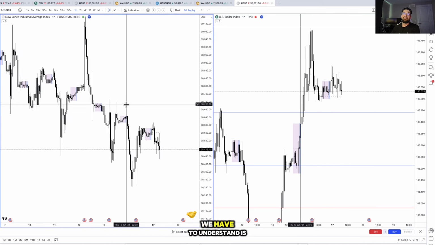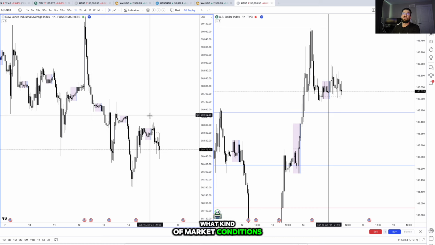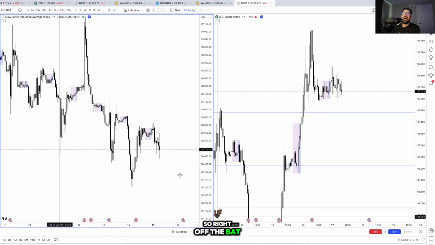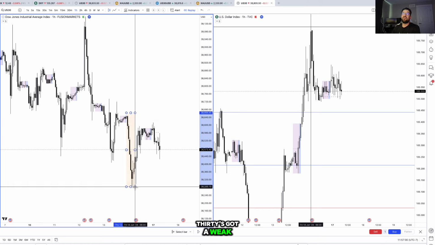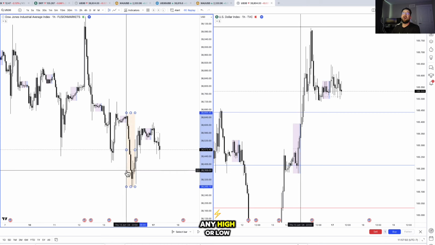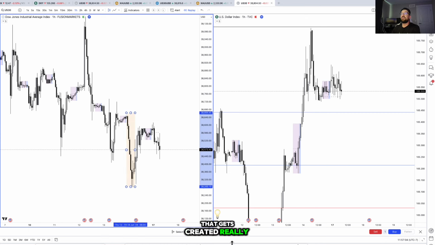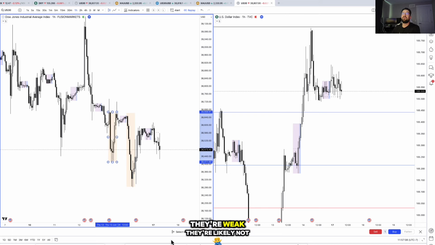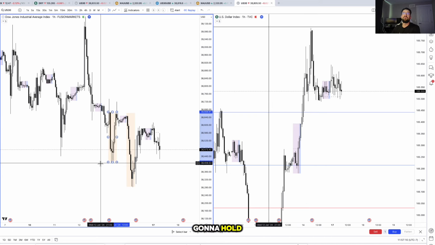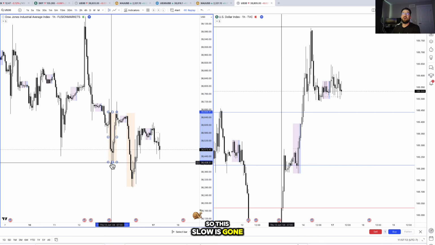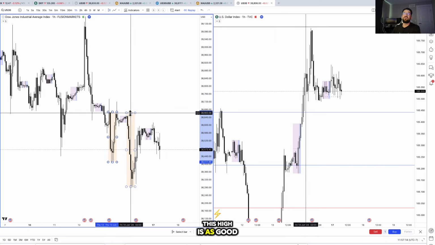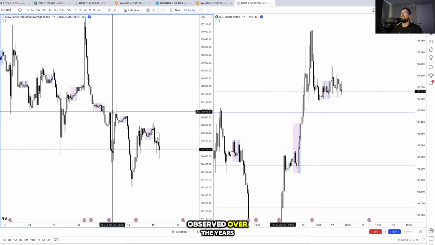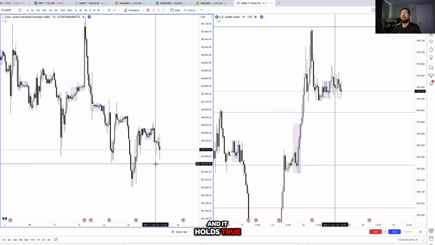So the next thing we have to understand is what kind of market conditions we're in and what US30 is showing us. So right off the bat, we could see US30's got a weak high. Any high or low that gets created really aggressively like this and really fast, they're weak. They're likely not going to hold. So this low's gone, and in my eyes, this high's as good as gone. That's just patterns I've observed over the years, and it holds true.